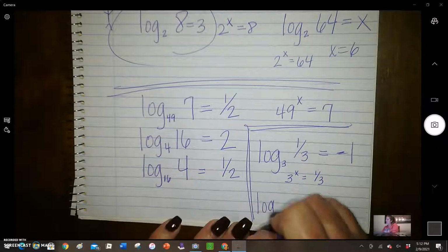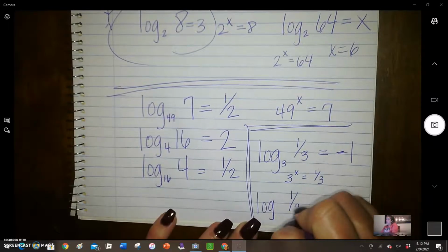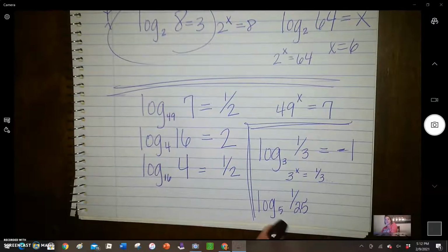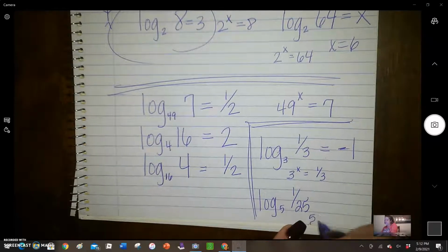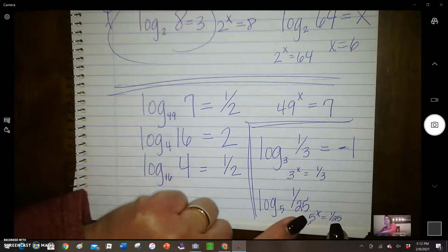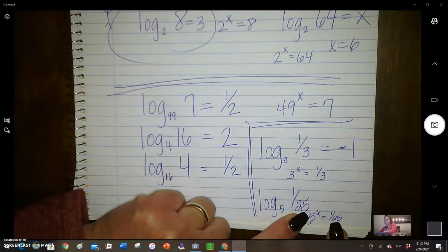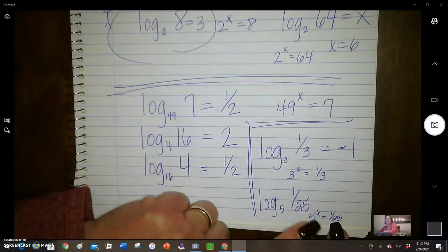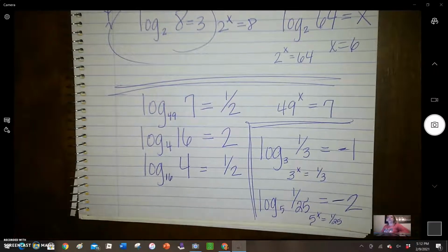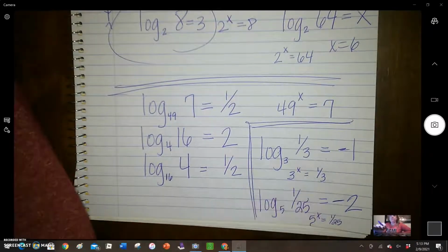The log of 1/25 with a base of 5, in terms of exponents, would be 5 to the what power is equal to 1/25? See how I went from a whole number to a fraction? So it's definitely a negative, and then 5 squared gives you 25. So that answer is -2, okay?